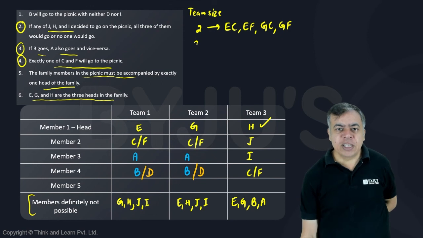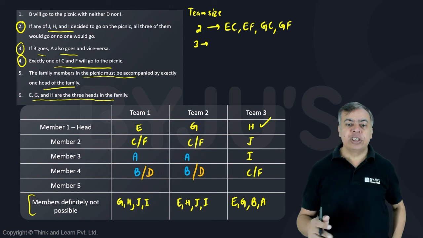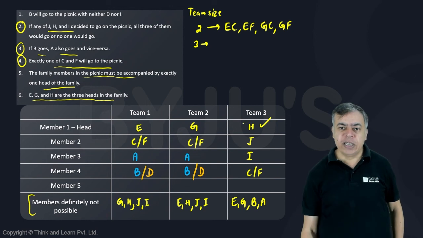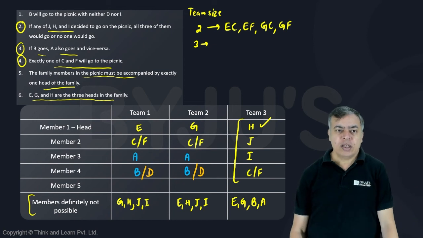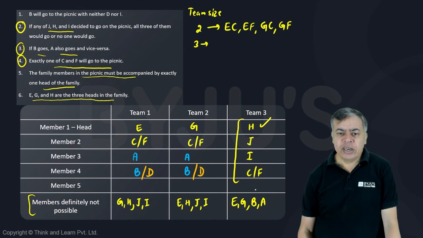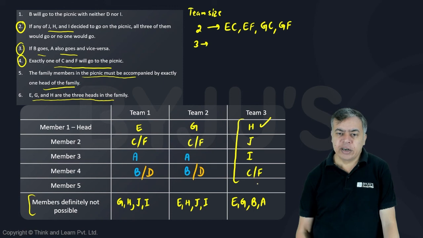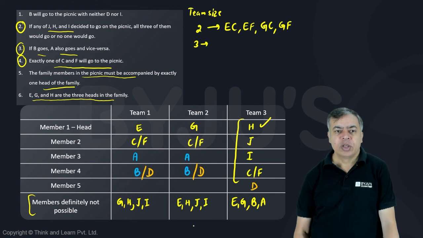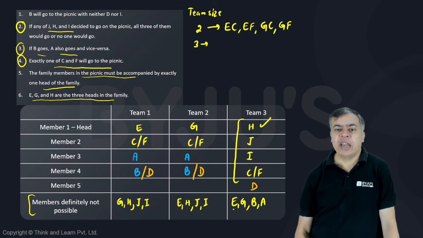If I say team size of 3, again you cannot go for team 3, that is H, J, I and out of C and F. Here the minimum team size should be 4. But in team 3, D is also optional, right? You can have D also. I have not written here, but here D is also optional. Okay, D there is no restriction, because A and B are not there, so B is not there. You can have D also.